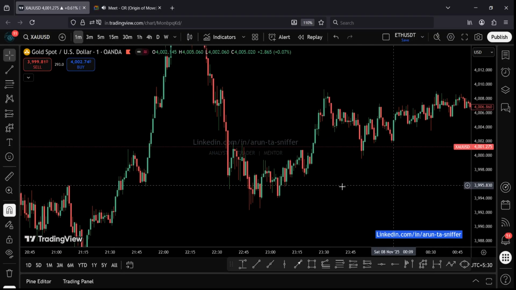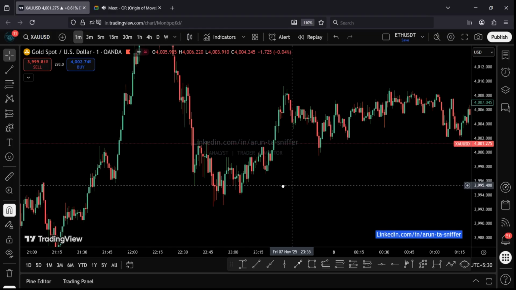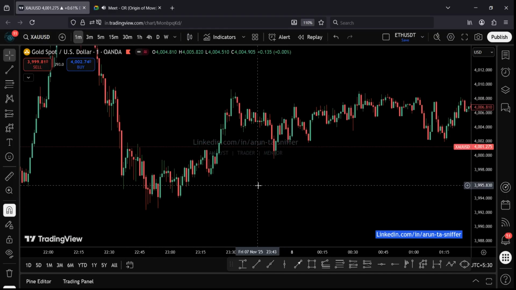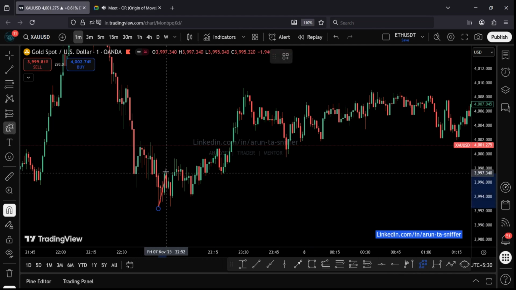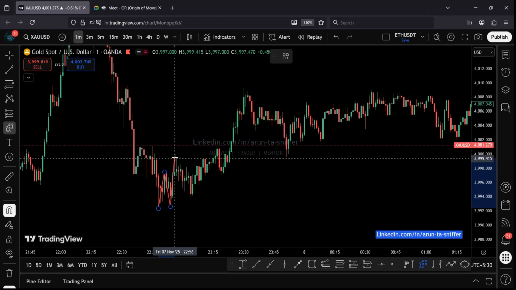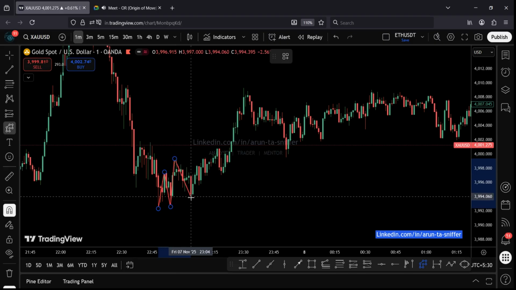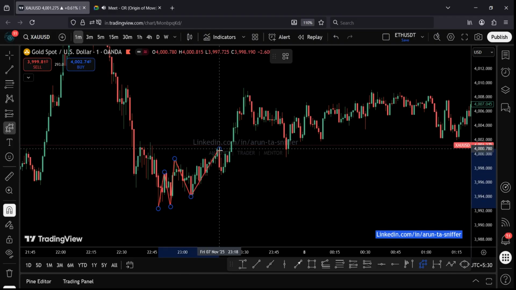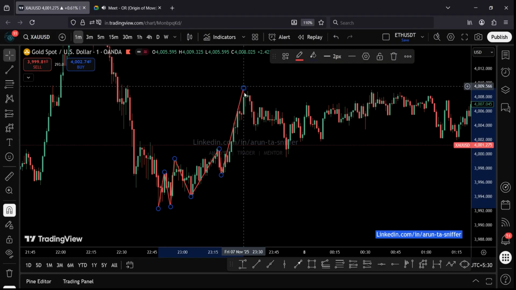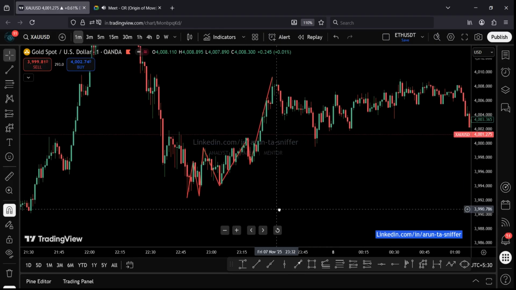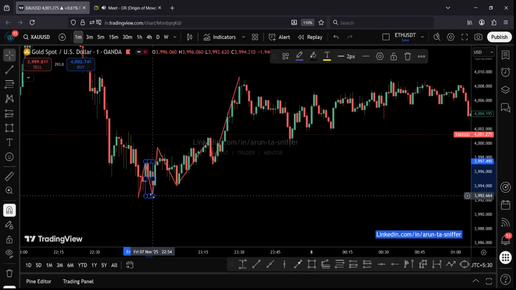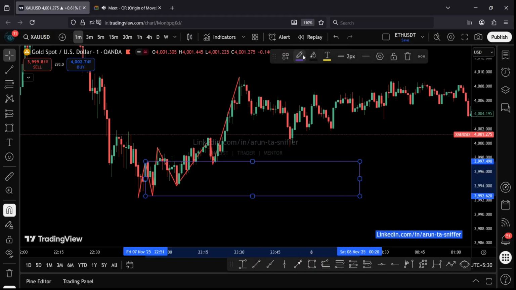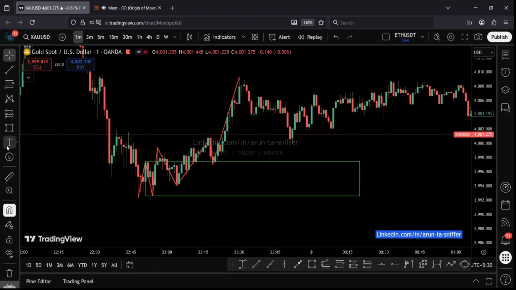Okay, let's see here. OR, origin of move. What happened here? Price started going up from here. Goes up, came back, goes up, came back, right? Then goes up, came back, and goes up. Okay, so in this move, this will be our origin, OR. This is our OR.